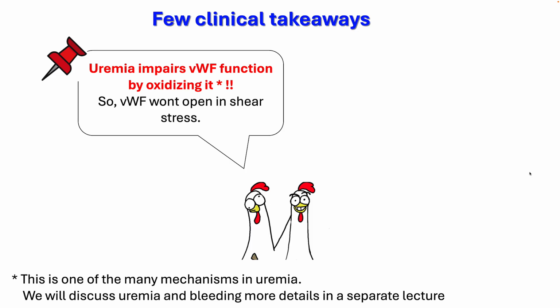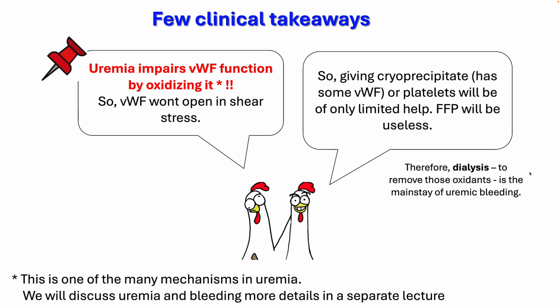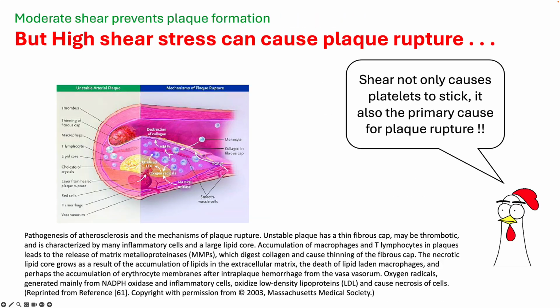Uremia impairs the von Willebrand factor by oxidizing it, so the von Willebrand factor doesn't open properly under shear stress, and that can sometimes result in bleeding issues in uremia. Now, moderate shear prevents plaque formation, but high shear stress can cause plaque rupture.